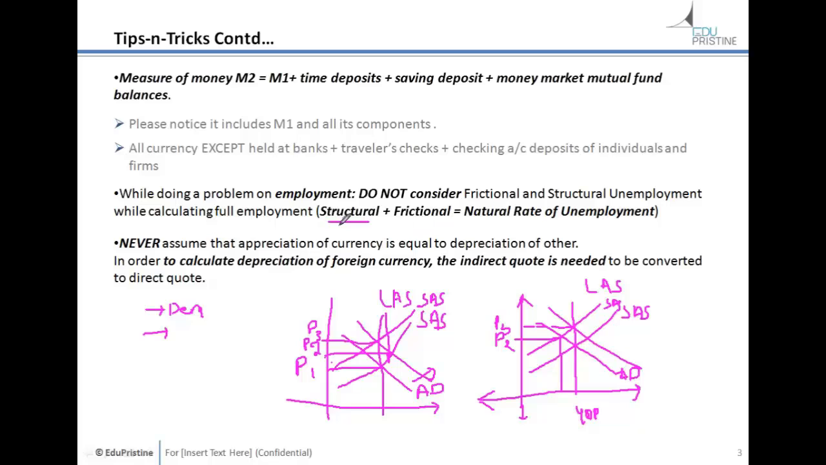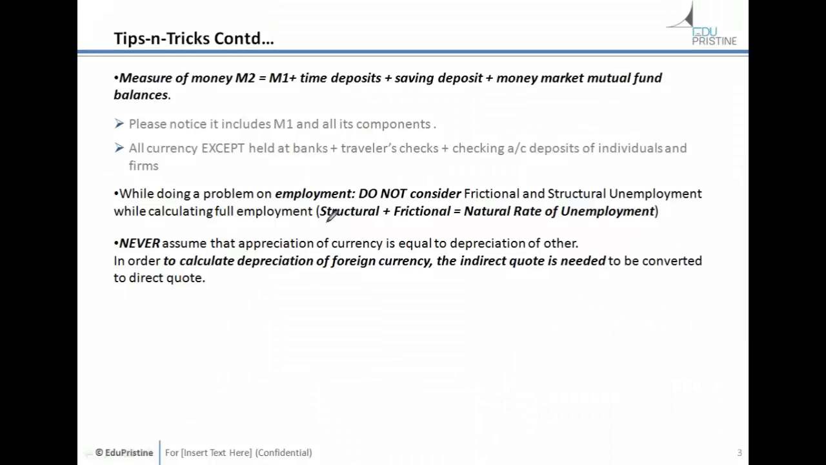The second is the structural unemployment rate. The structural unemployment rate has to do with people who have become unemployed or people who have lost their jobs. They are not getting jobs because the new jobs demand a different kind of expertise or a different kind of skill set which the unemployed labor does not have. Now the structural unemployment rate plus the frictional unemployment rate is nothing but the natural rate of unemployment.